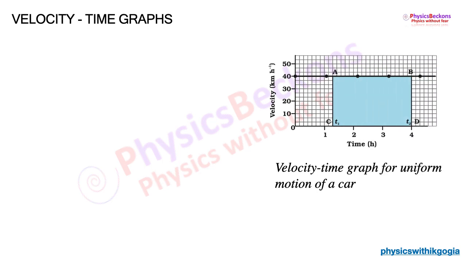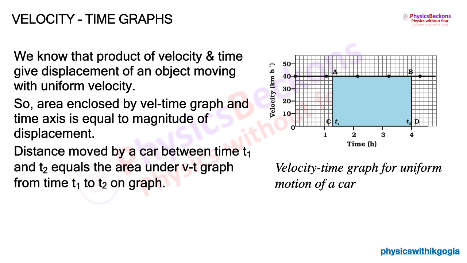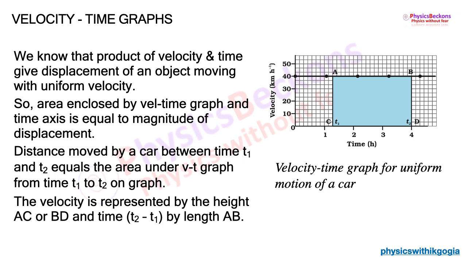We know that the product of velocity and time gives the displacement of an object moving with uniform velocity. This product is also the area under the velocity time graph. That is, if you find the area under part AB of the graph, the area is ABCD. This area gives the distance travelled by the car between time intervals t1 to t2. The velocity is represented by height AC or BD, and time is represented by the length AB or the length CD.